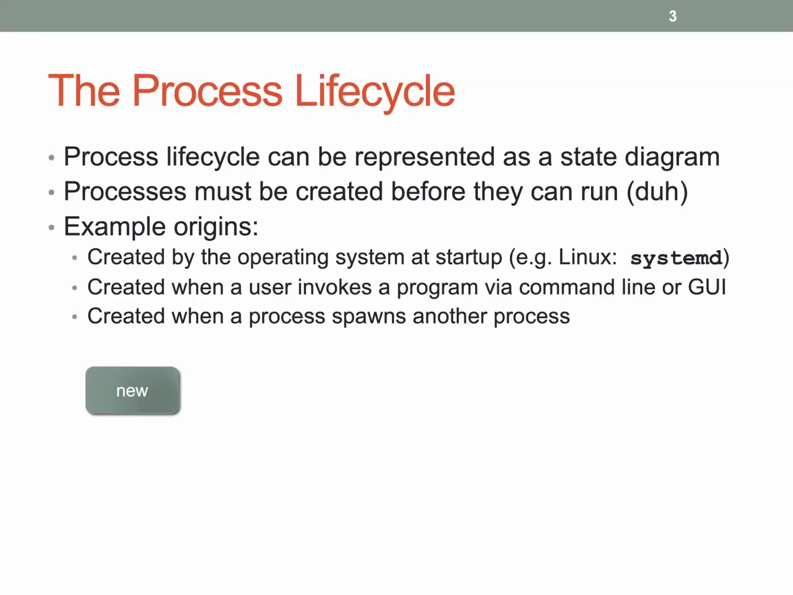Here are some examples: created by the operating system at startup, created when the user invokes a program via a command shell or by double-clicking on something in the graphical user interface, or when processes spawn other processes. There is one process at the very beginning that's started up by the kernel bootstrap mechanism, and that'll be the ancestor of all other processes in Unix. It used to be called init. Now in Linux, it's called systemd. If you're on a Mac, there's something called launchd that is the ancestor of all other processes. That's started by the kernel bootstrap at the very end, once everything else has been initialized.